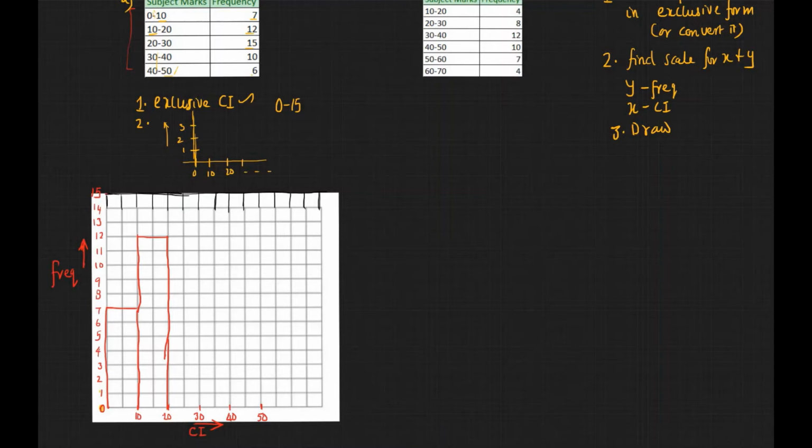20 to 30 is 15. You can draw a better diagram with scales, unlike what I'm doing. And 30 to 40 is 10. And 40 to 50 is 6, so we can draw that as well. So this diagram is called the histogram representation.